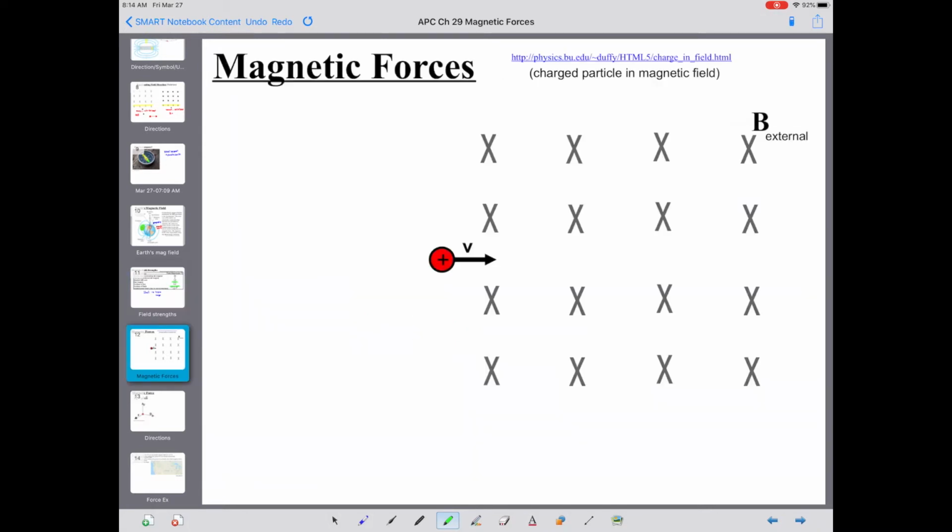Now let's consider magnetic forces. Diagrammed here, we have a positive charge, and it's moving at a velocity v into a magnetic field, and by our symbols here, this magnetic field is directed into the page. It will experience a force. Well, let's consider what that force is going to be and what it's going to do to that charge.